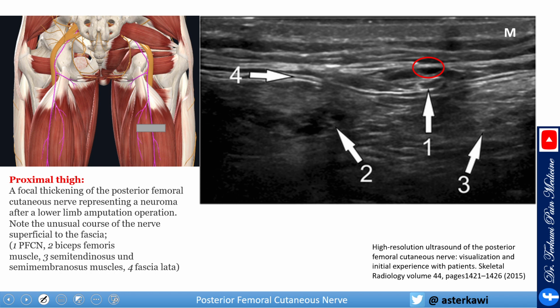If you keep going down, this is the proximal thigh. Notice the nerve becomes even more superficial. As I told you in the previous slide, once the nerve passes the gluteal region, it jumps above the fascia lata. But in this case, it is actually underneath, so there is some anatomical variation here. And if you pay attention, there is a neuroma attached to the nerve.